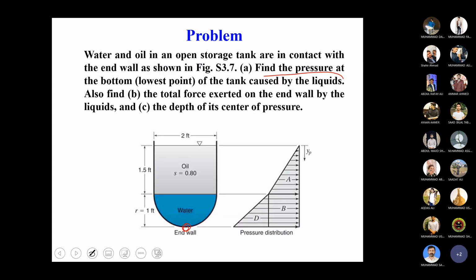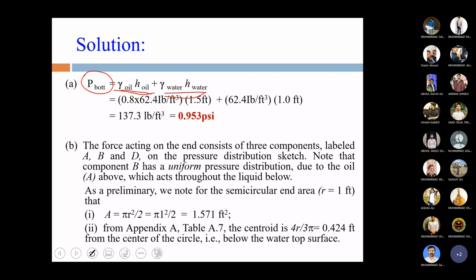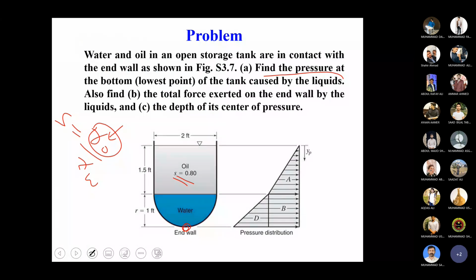So gamma of oil, specific gravity is given. So specific gravity is equal to gamma of oil divided by gamma of water. So can you find gamma of oil? Yes, sir. Okay. So we can easily find gamma of oil by multiplying the specific gravity times the specific weight of water. And the height which is used in order to find the pressure in terms of oil would be 1.5 feet. Okay.